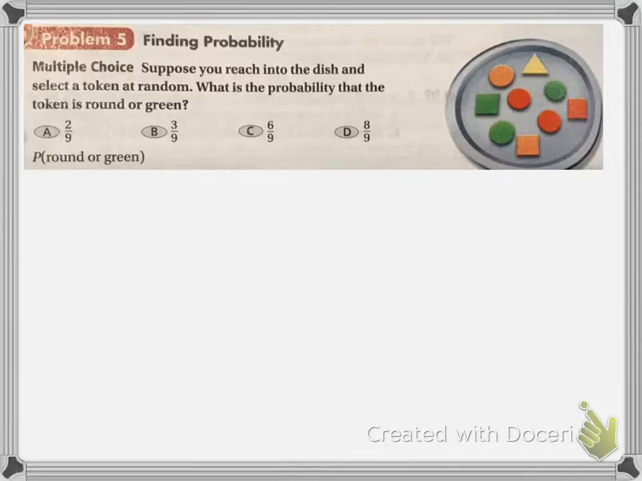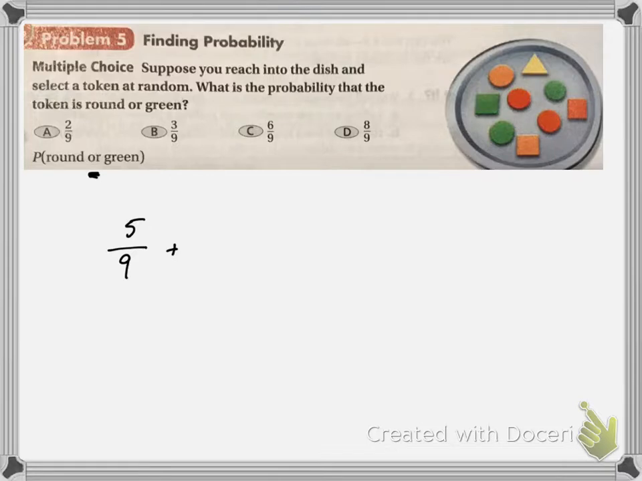Problem 5 talks about finding the probability of that picture on the right there. Suppose you reach into a dish and select a token at random. What is the probability that the token is round or green? Or means to add. So what's the probability of round? Well, if you count the round, there's what, 5? Out of how many total? 9.